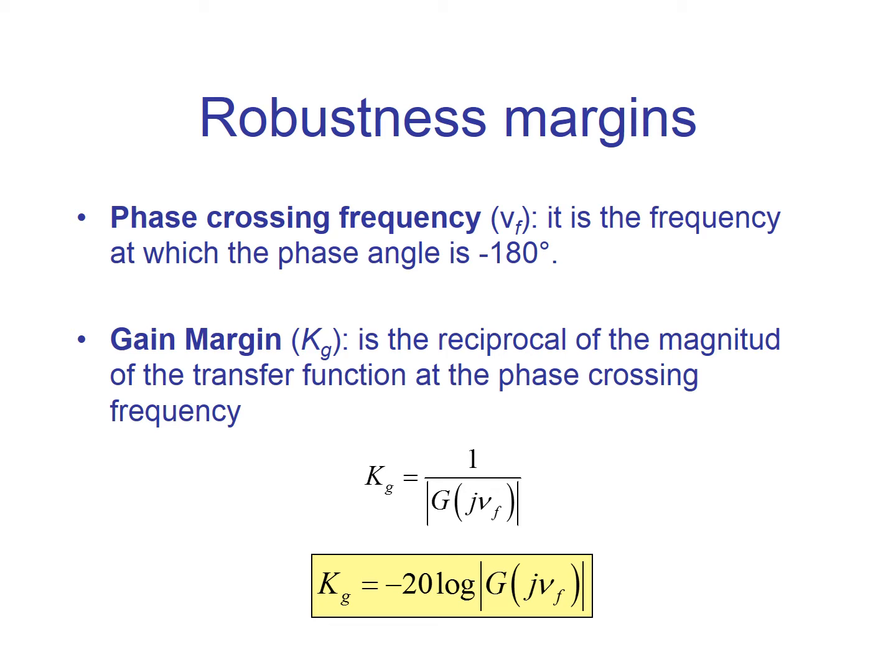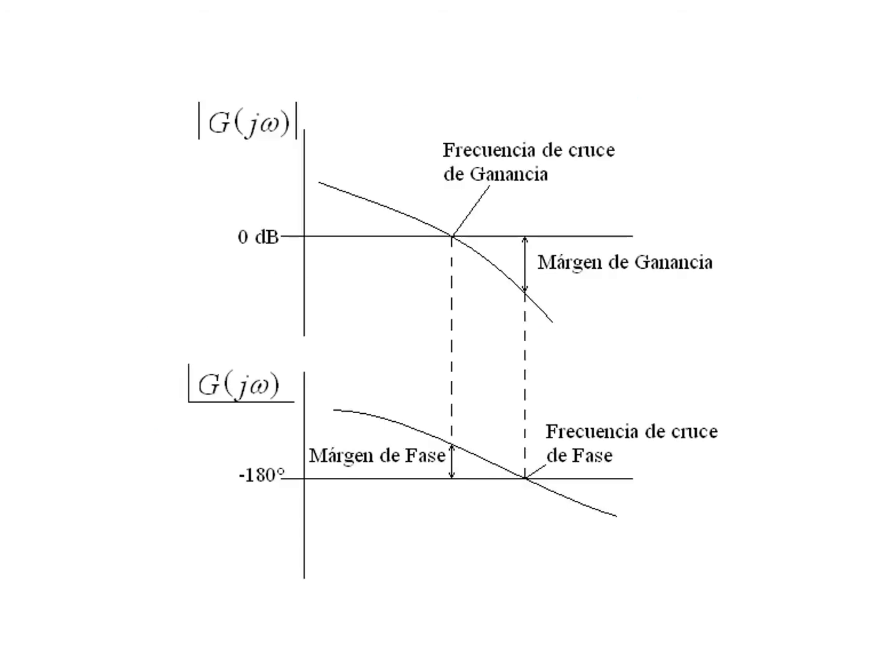For the gain margin, we first find the phase crossing frequency, which is the frequency at which the phase angle is minus 180 degrees. And the gain margin is obtained as Kg equals minus 20 times log of the magnitude of the transfer function evaluated at this phase crossing frequency. This is always in decibels. Here we may have a plot, for example. Sorry for the Spanish. I have the gain crossing frequency here, and here comes the phase margin, and we have the phase crossing frequency, and we have the gain margin here.